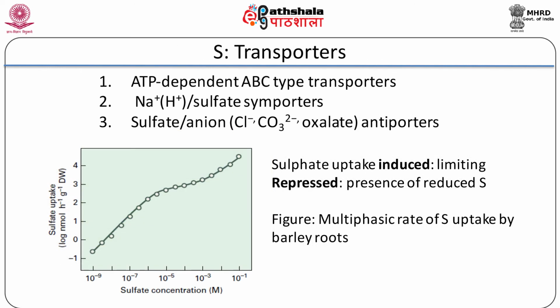There are 3 main types of sulfur transporters. The first one are the ATP dependent ABC type transporters. The second ones are the sodium proton sulfate symporters, and the third ones are the sulfate anion antiporters. In higher plants, only the proton sulfate symporters are present.